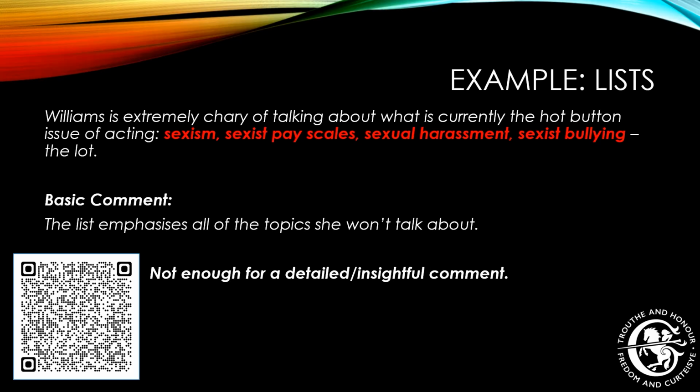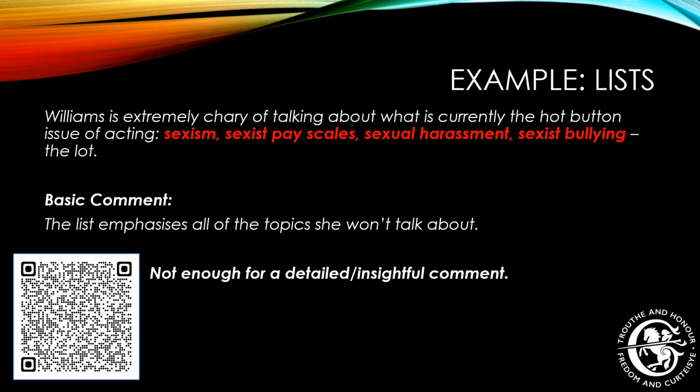And here you can see a basic comment analyzing that list. The list emphasizes all of the topics she won't talk about. You could also say the list emphasizes how many topics she won't talk about. The list emphasizes the scale of the topics that she won't talk about, that kind of thing. Okay, now you'll note I've said this is a basic comment. This would be enough to get you 1 mark. There's not really enough in that list for you to analyze it to get a detailed or insightful comment, which would be worth 2 marks at Higher.